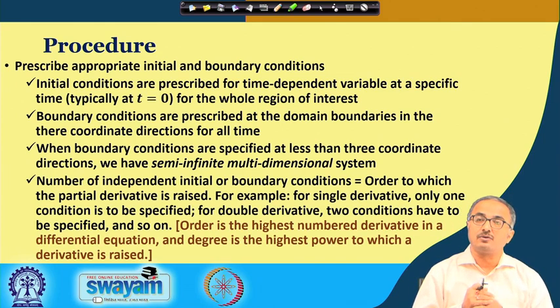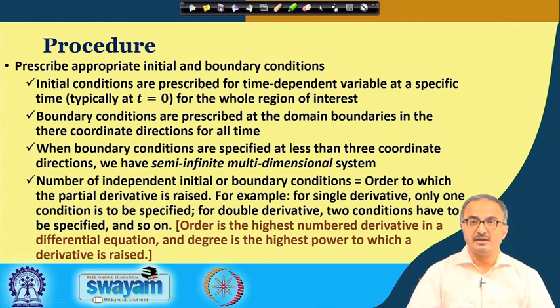And whenever we are talking of these boundary conditions and initial conditions, how do we decide how many initial conditions are to be provided and how many boundary conditions are needed? This is very simple for you to judge. The number of independent initial or boundary conditions is equal to the order to which the partial derivative is raised. Now, order and degree perhaps you know.